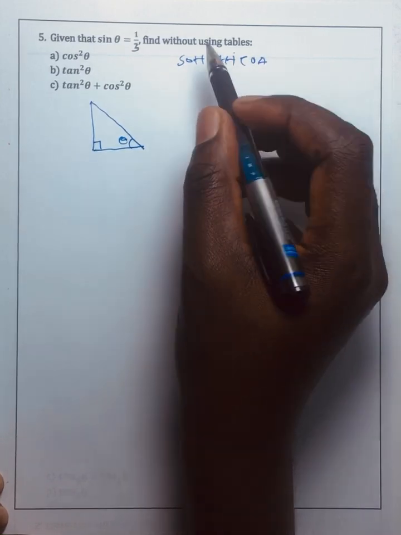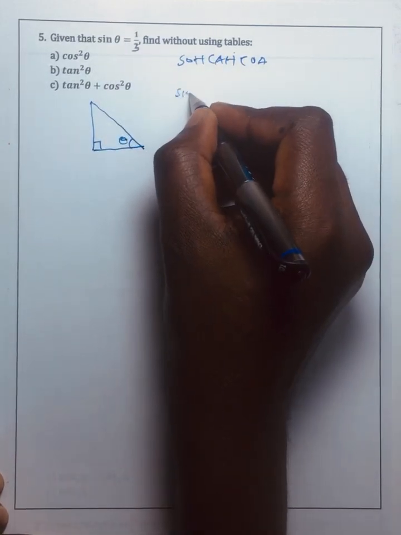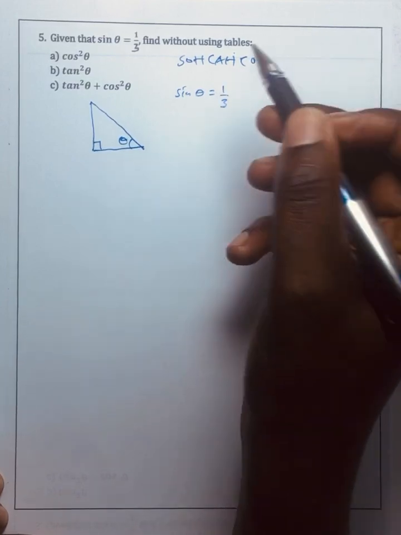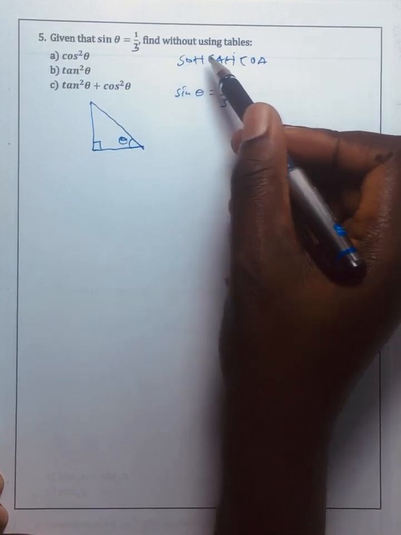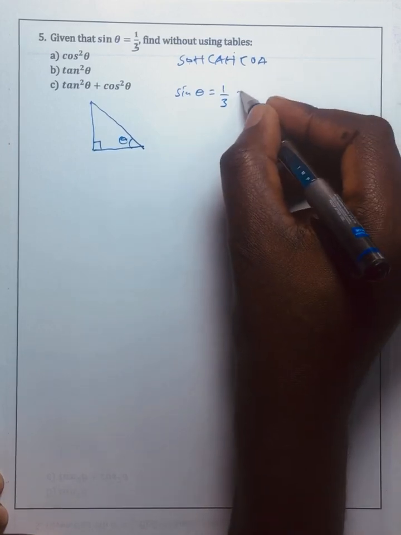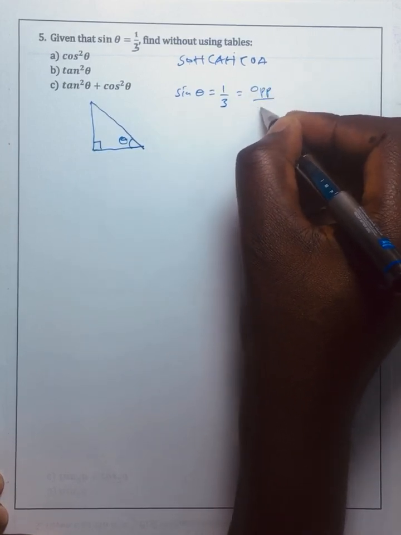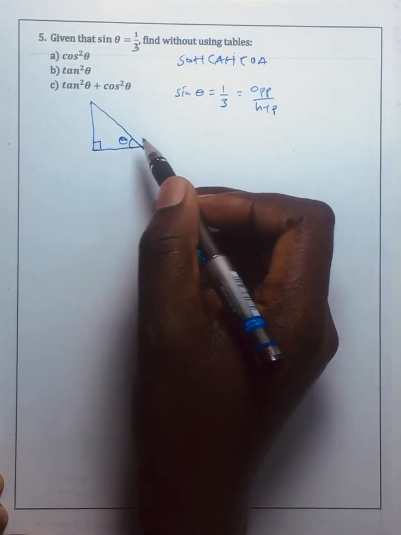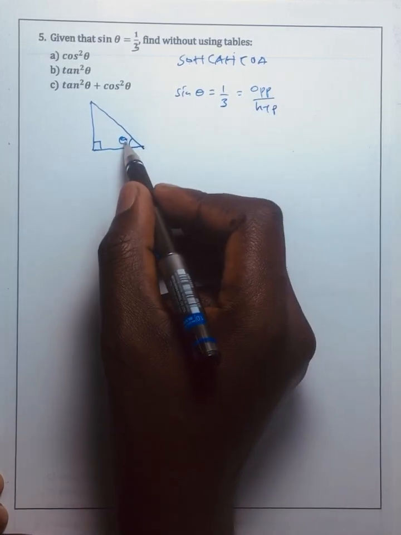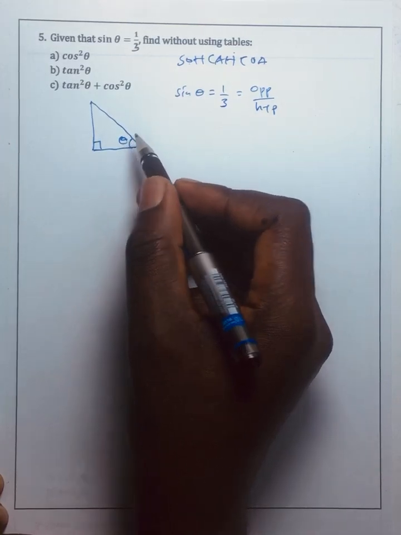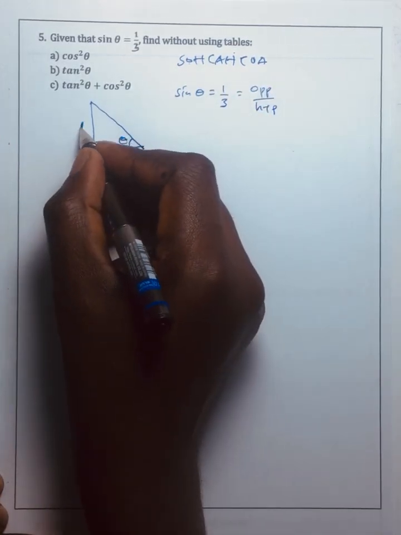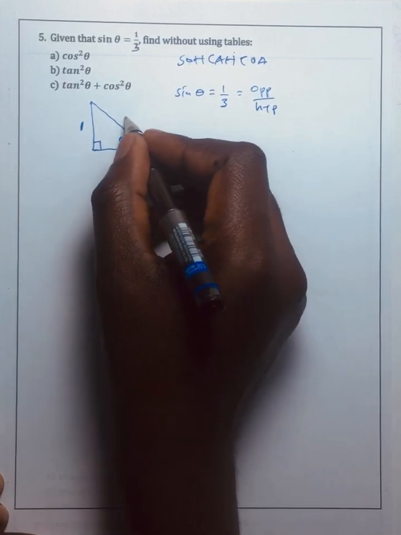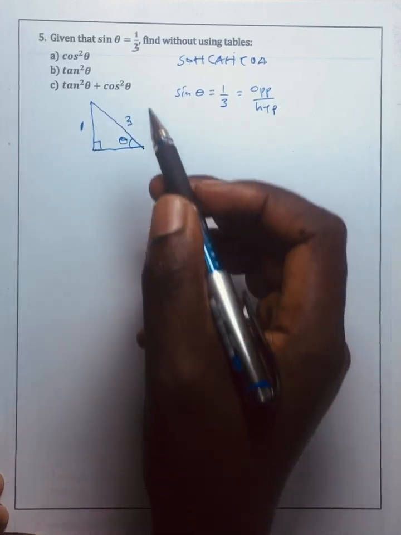So from this, we have been given that sine theta is equal to 1 over 3, and sine is opposite over hypotenuse, in relation to the theta that we have. So the side that is opposite to theta is 1, and then the hypotenuse is the longer side of the right angle triangle, which is 3. So this is a right angle triangle.